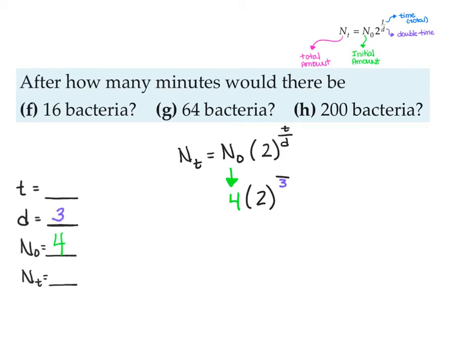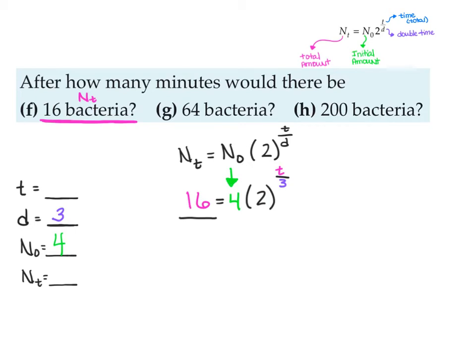And then in our formula, we do have the total amounts. They're giving us the total amounts and want to know what the time is. So we're going to work backwards to do this. Let's focus on F, meaning 16 bacteria. So my total will be 16. I'm going to plug in 16 here, and I am looking to find the time because I don't know what that is.